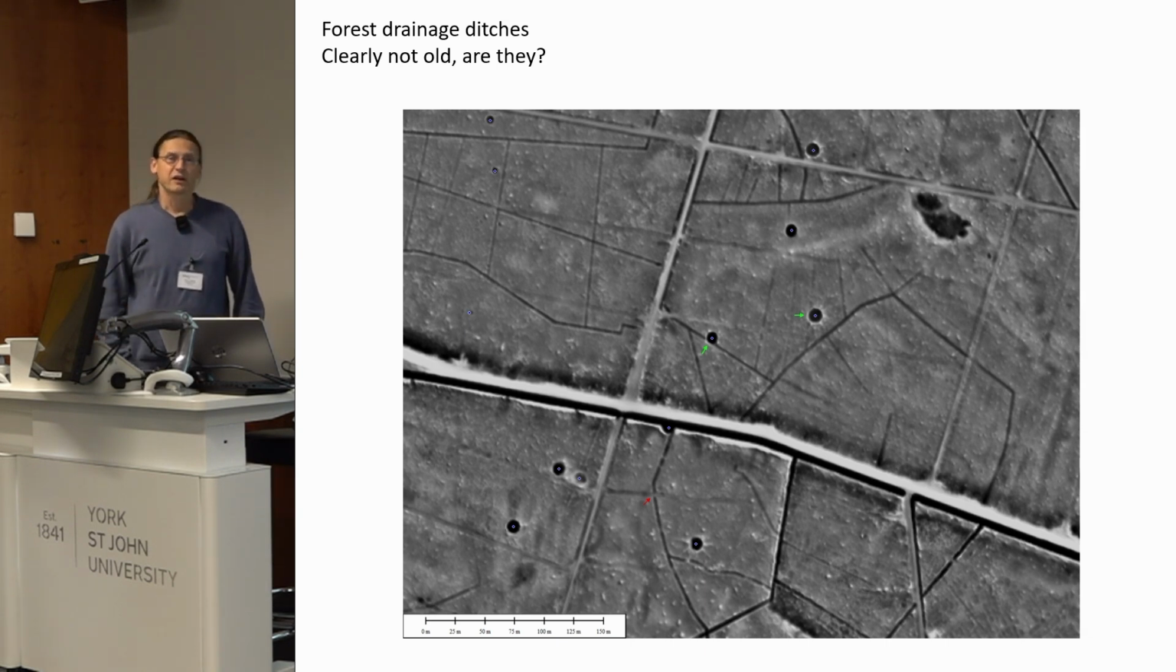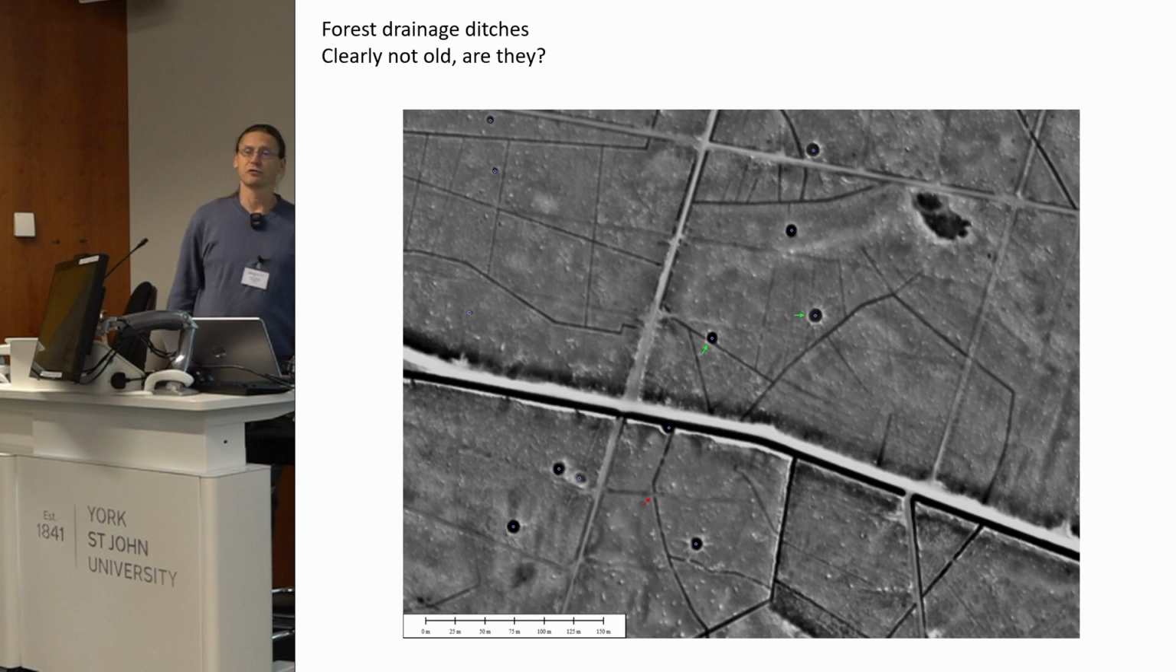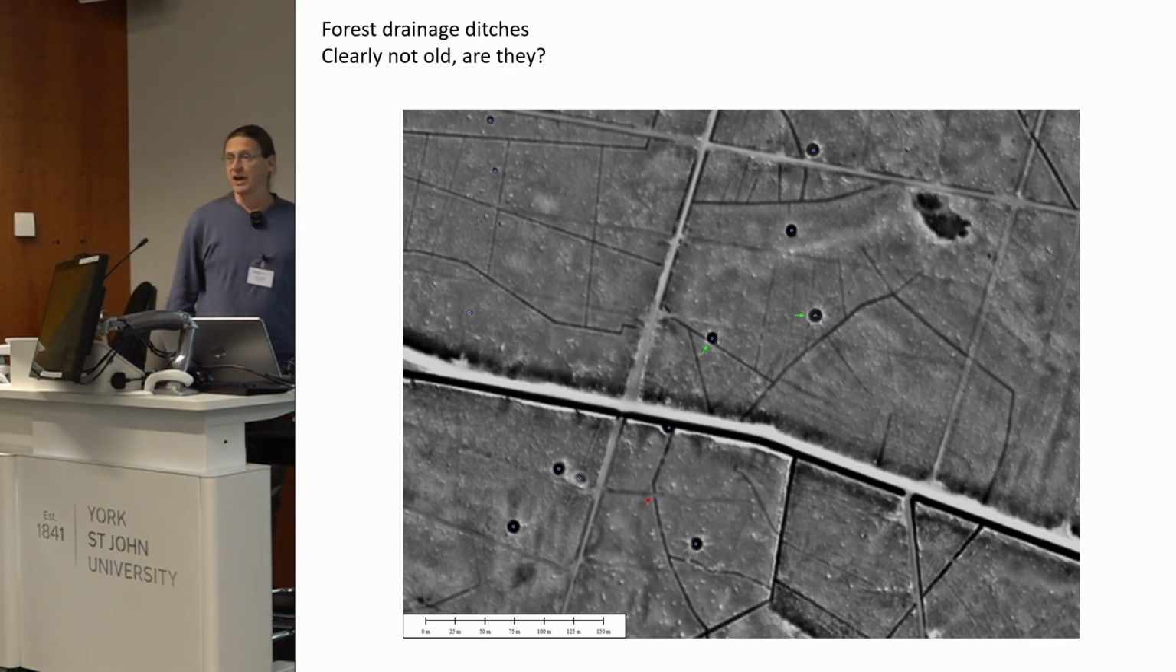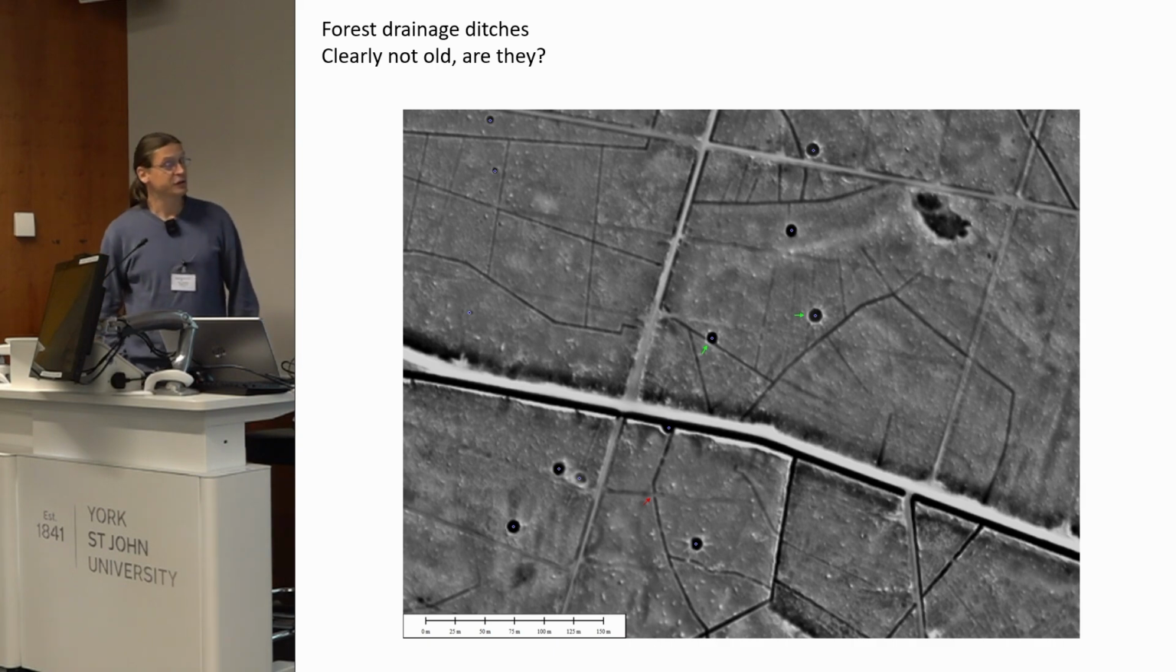And then I was looking at other forests in the area, and I found one forest where some of those drainage ditches were already drawn in maps from 1786. And in some other areas near a Cistercian monastery, there are drainage ditches in the forest that date back to the monastic times of the Cistercians.